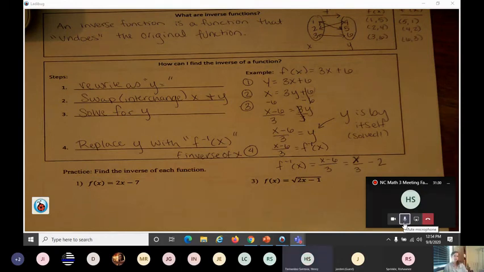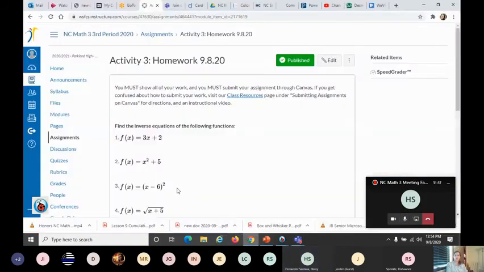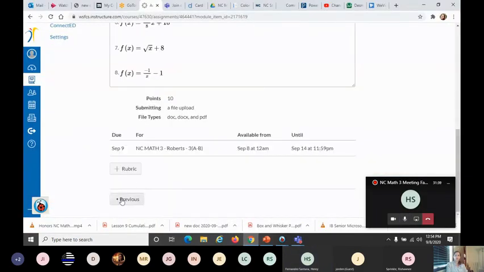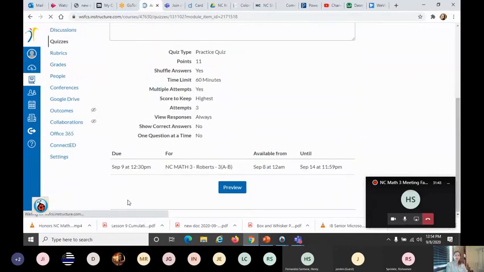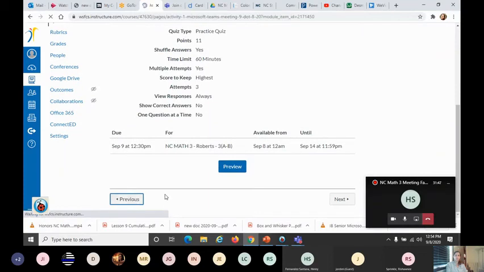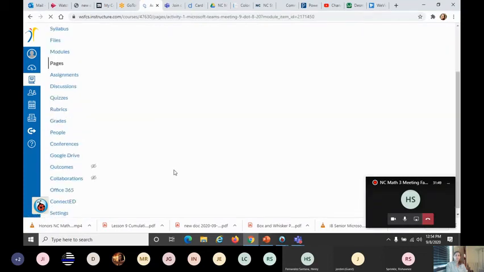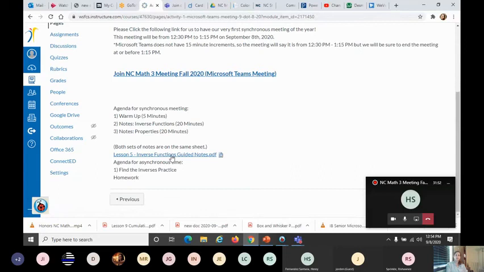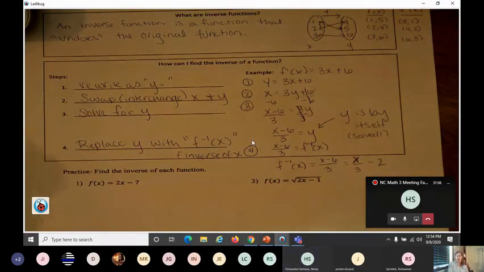Is that paper uploaded so I can print it? It is, yes. It is titled, let me see if it's up there. Let me go back. I believe it's titled like lesson 9. It's the only hyperlinked thing. Oh, it's lesson 5 inverse functions guided notes. That's where it is. Okay, so you can just look at that and it'll come out.